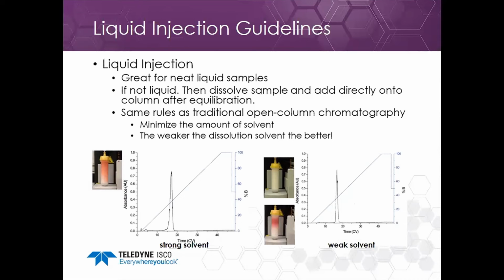Here's an example of using a strong solvent, and visually you can see that on the column there on the left. And you also see it in the chromatogram, where there's actual band broadening where the compound elutes. If you dissolve it in a weaker solvent, we actually get a tighter band visually on the column, as seen in the figure on the right. And the band broadening in the chromatogram is inherently better there also. So you can actually see the differences in the two different loading techniques.